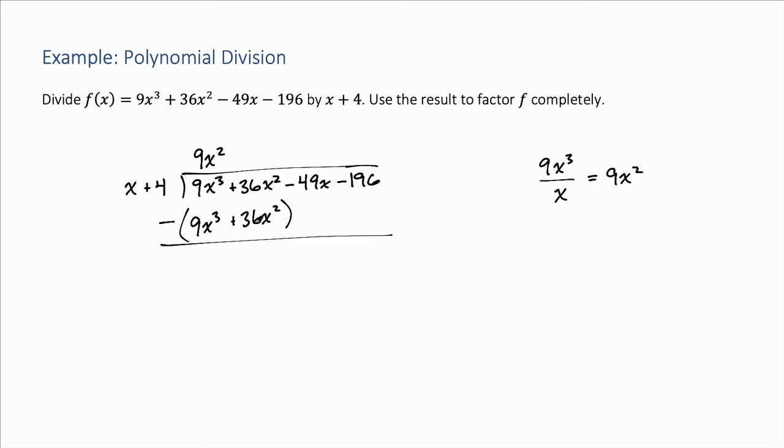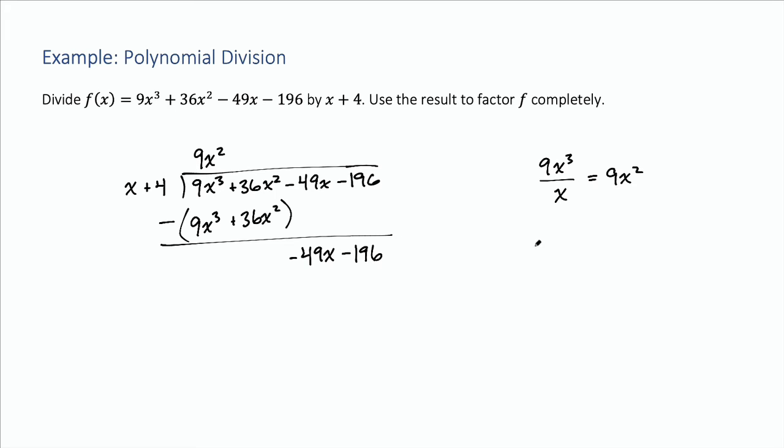Okay, we're subtracting the same term here. So those first two terms are just gone, and that means we're just left with these two terms here. The negative 49x we bring down, there's nothing to subtract. Negative 49x, and then the minus 196 also comes down. And then we do it again.